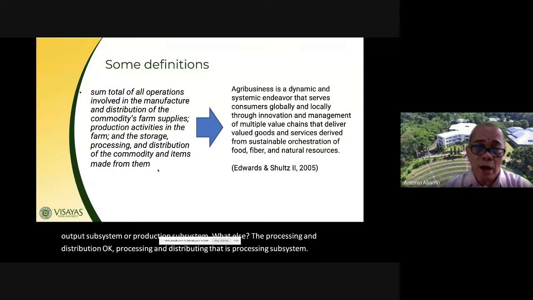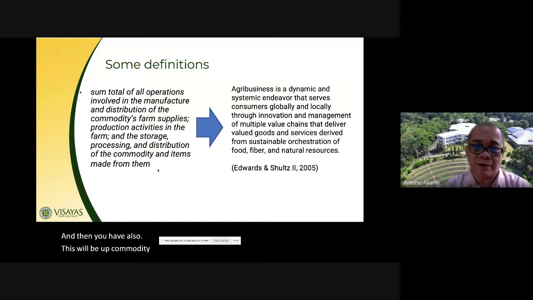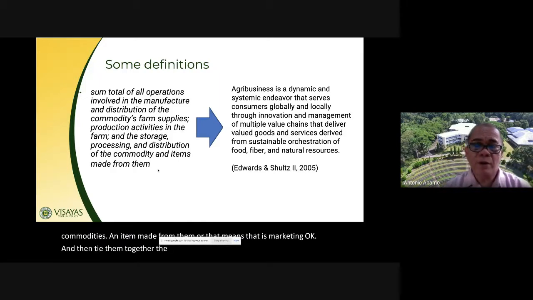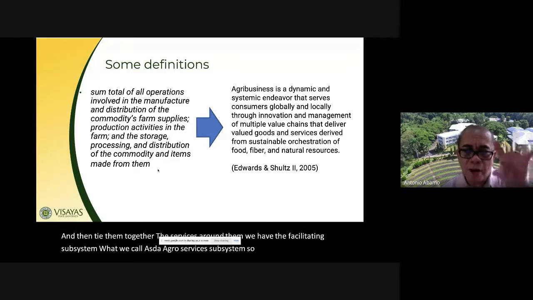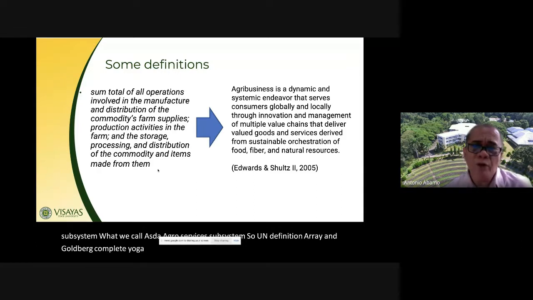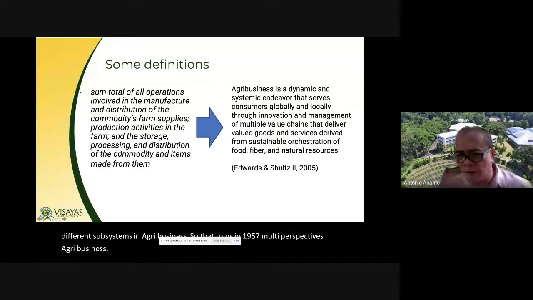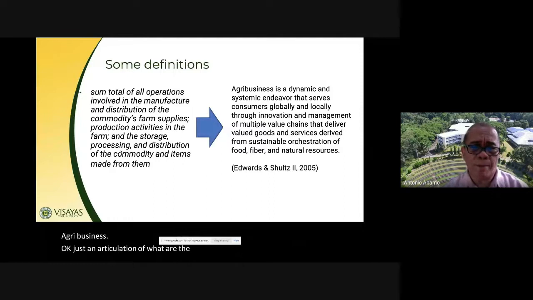And then you have also distribution of commodities and of items made from them. So that means that is marketing. And then tying them together, the services around them, we have the facilitating subsystem, what we call the agro-services subsystem. So the definition of Ray and Goldberg is complete and guides you to remember the different subsystems in agribusiness. So that was in 1957, the perspective on agribusiness. Just an articulation of what are the things involved when we talk about agribusiness.